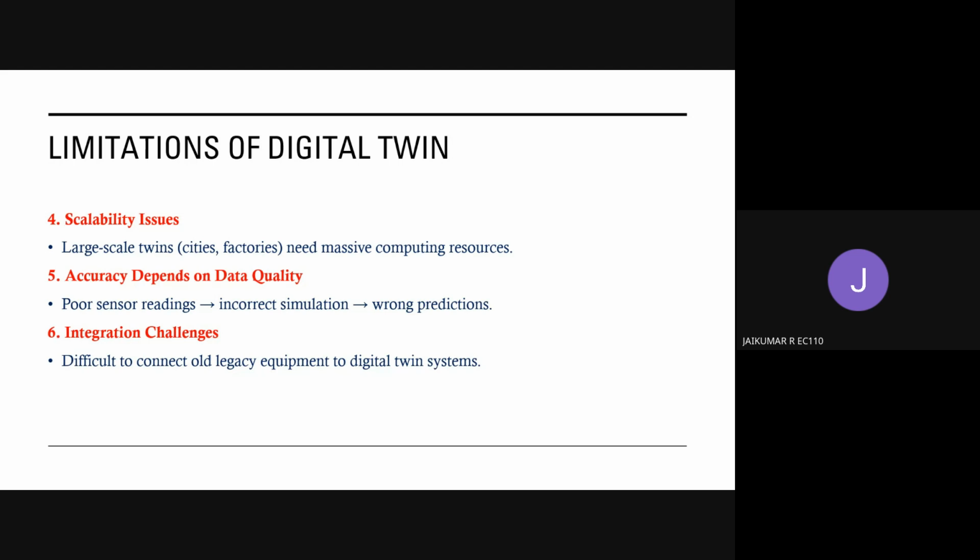And the sixth one is integration challenges. Already we have some kind of system physically. It may be a simple system or a city or a network or factories, and it is very difficult to cope up with the old system to a digital twin system. That's another biggest challenge in digital twin technologies.